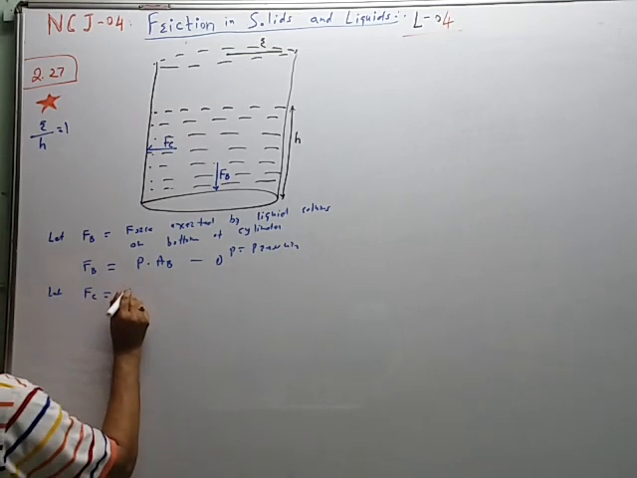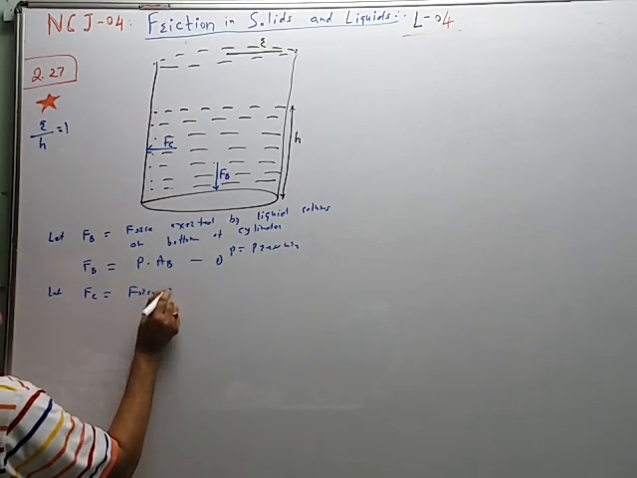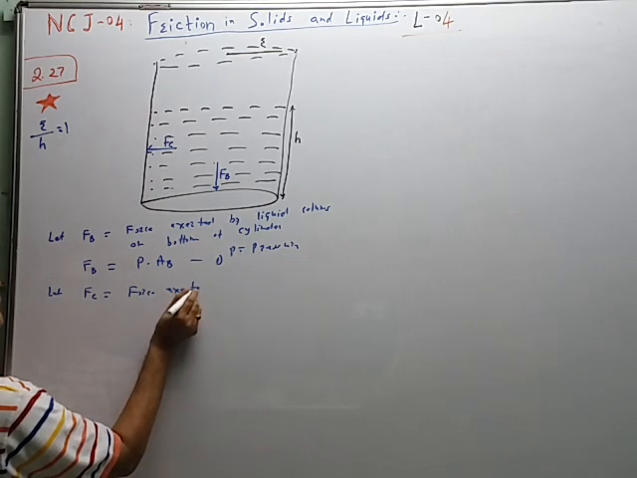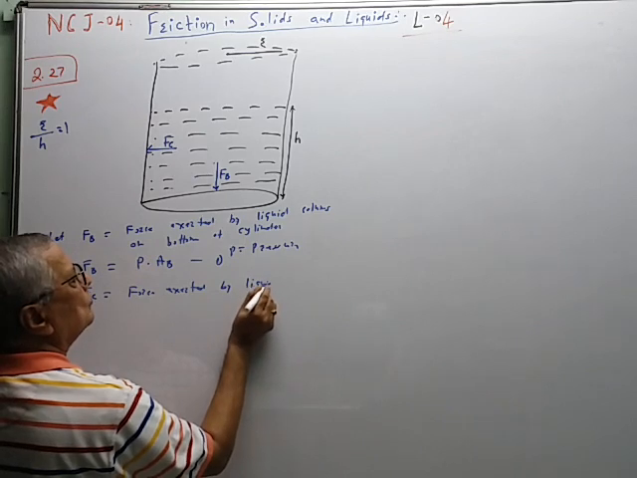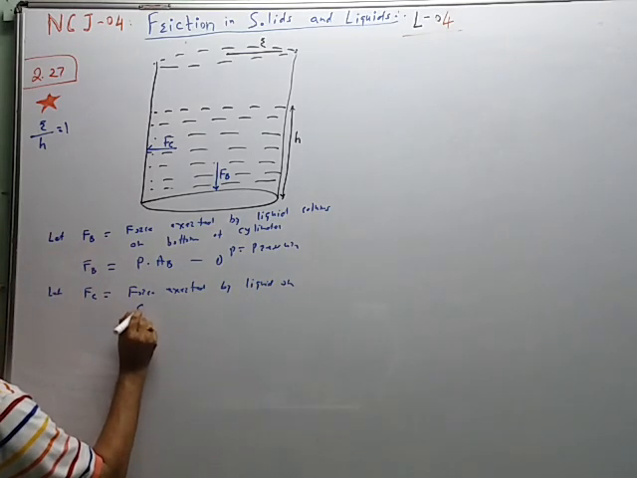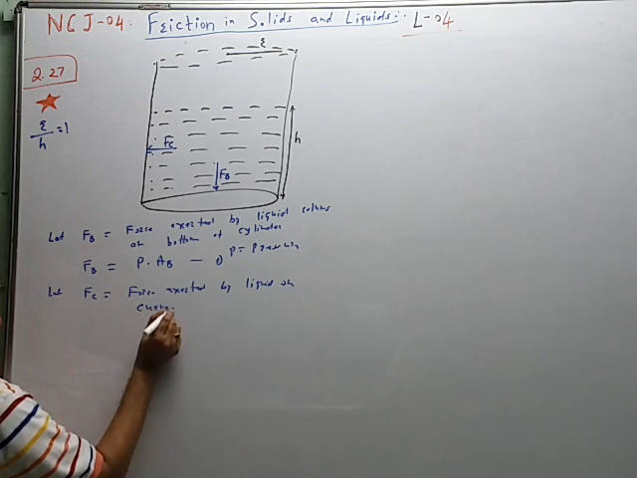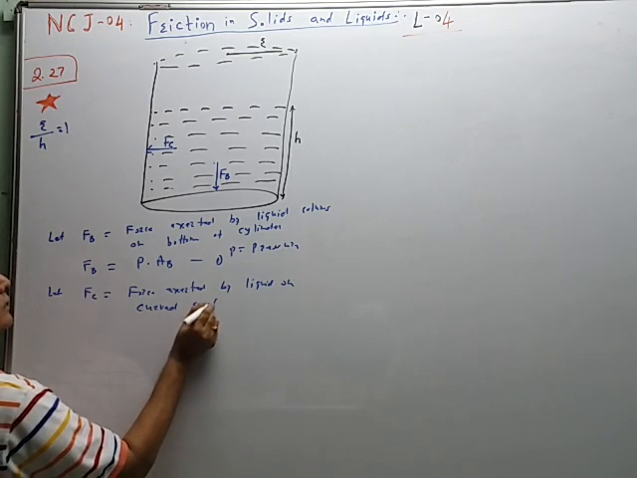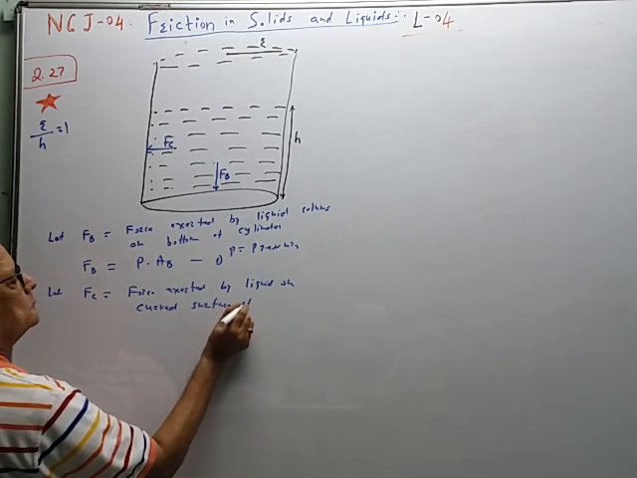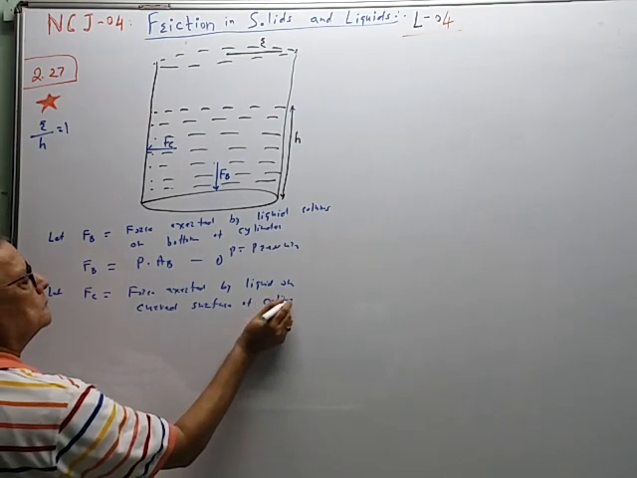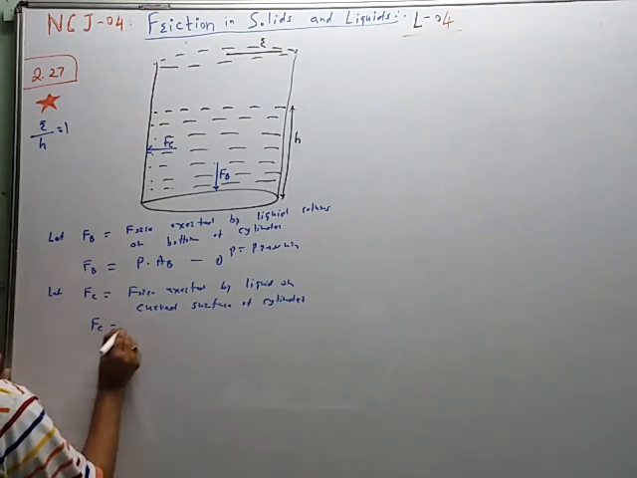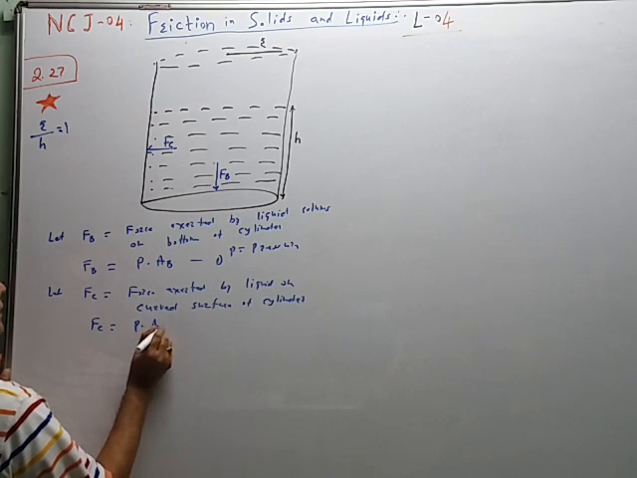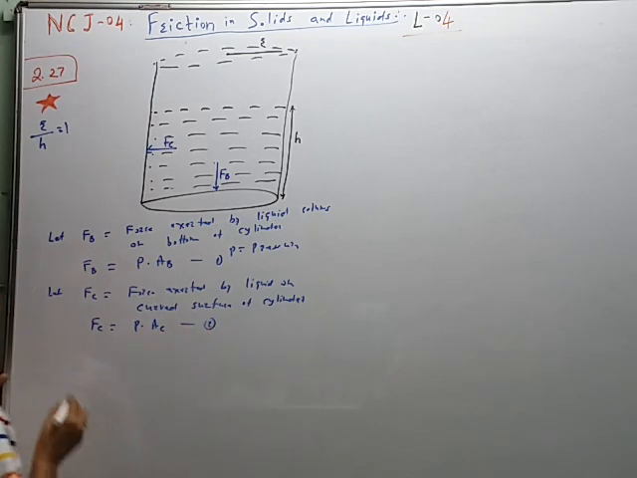Let FC is equal to force exerted by liquid on the curved surface of the cylinder. C for curve. Curved surface of the cylinder. So FC is equal to P multiplied by AC. This is the equation two.